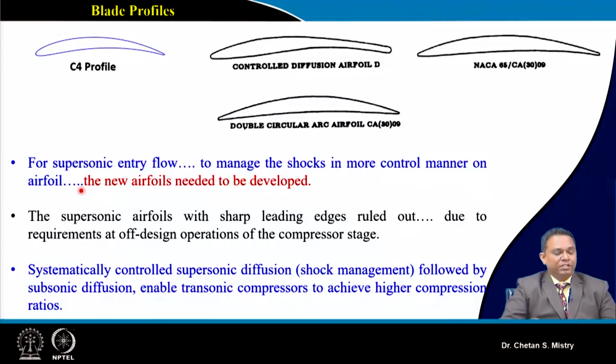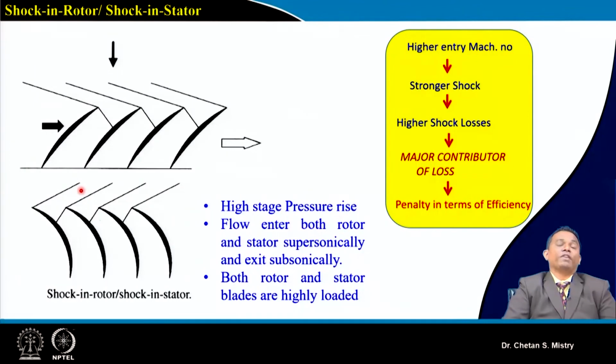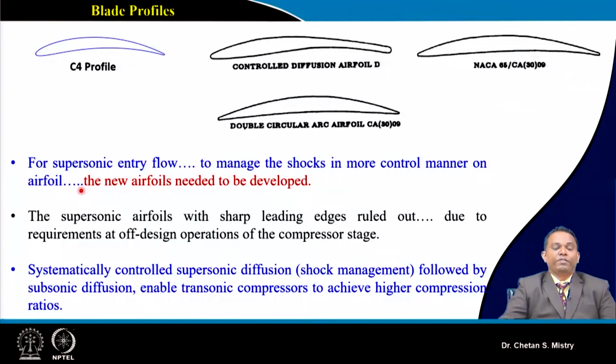Now what we realize from all these configurations we are discussing is what blades or what aerofoils we are using. Suppose we are using a C4 kind of aerofoil, that cannot be adopted or used for this kind of configuration or this kind of compressor. When we have supersonic entry flow, we need more control on the shock formation, and that demands that new kinds of aerofoils need to be developed.